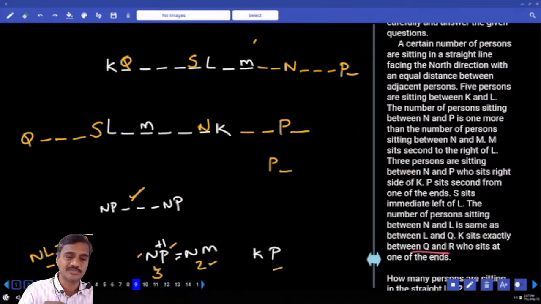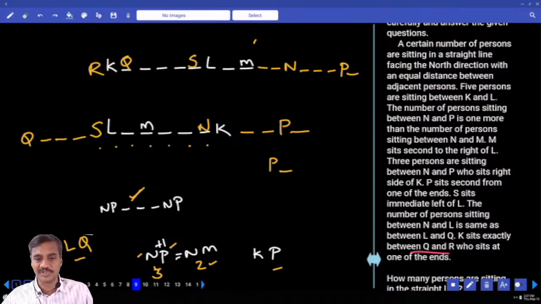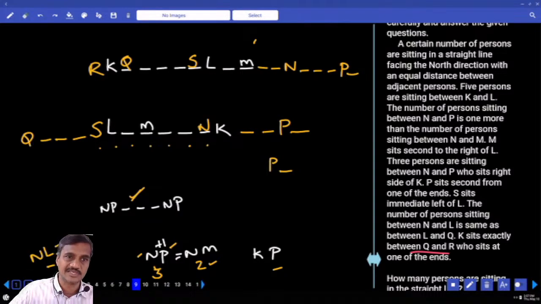Now K is exactly between Q and R, hence R must be here. 1, 2, 3, 4, 5, 6, 7, 8, 9, 10. Hence R must be 10 places to the right hand side of K, because K is exactly between. And at the same time, R sits at one of the ends of the row. So what is the arrangement we have? The first one is the arrangement we have. Done with this?